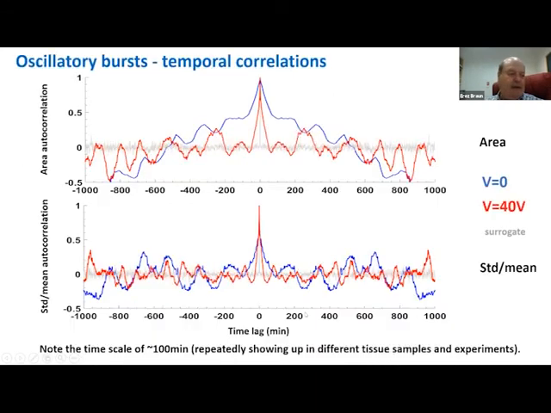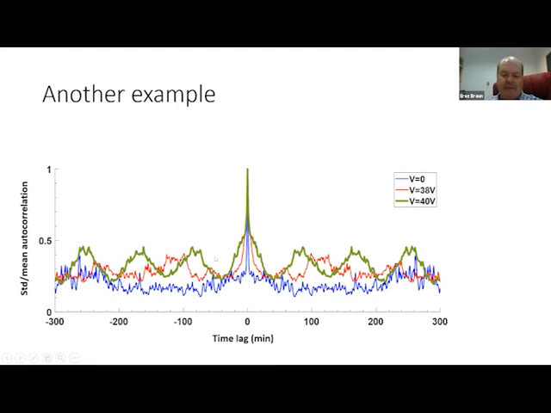Okay, let me, another 5 minutes, is it okay? I just want to show something more about the correlations. If you look at the autocorrelations, again, you can see oscillations. You can see correlation over non-trivial timescales. This may be a cleaner way to look at it. You see clearly that under certain conditions, the tissue standard deviation over mean, the fluctuations, start to oscillate in a regular way. And the time scale involved is around 100 minutes.